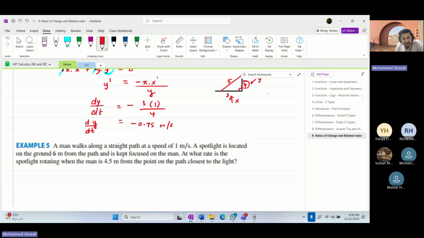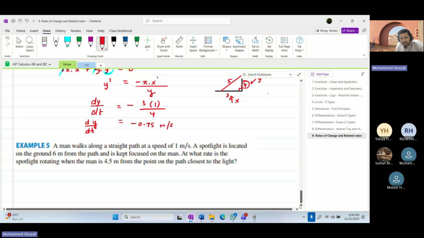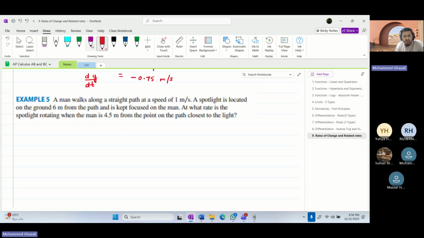All right, so a man walks along a straight path at a speed of 1 meter per second. So he's walking straight, right? Let's just say he's walking in this direction. He's got a speed there, right? Let's say this is the x direction he's walking in. So this is the direction, let's just call it x.